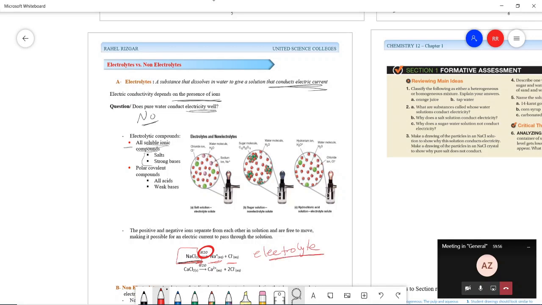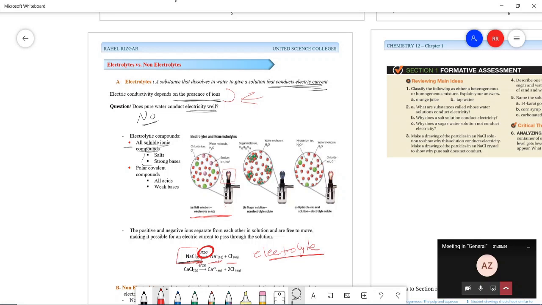an electrolyte. Why? Because, as I said, electric conductivity depends on what? The presence of ions. So if ions are present, then that solute will conduct electricity. And since NaCl can supply ions into the solution, it will conduct electricity. Look at this solution here. This is a solution of NaCl. You can see the light bulb is working. It means that this solution is conducting electricity.